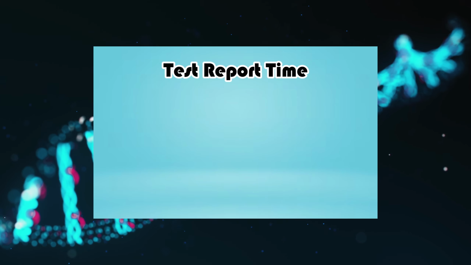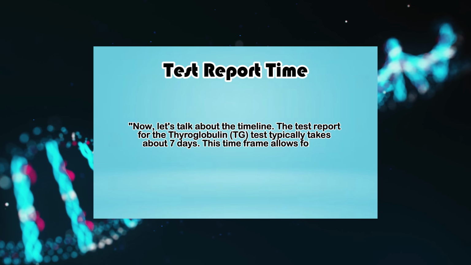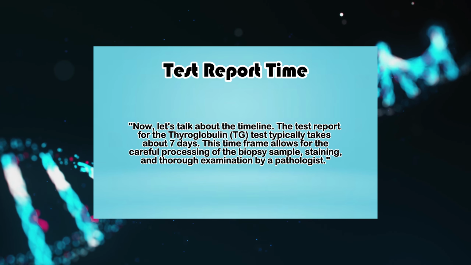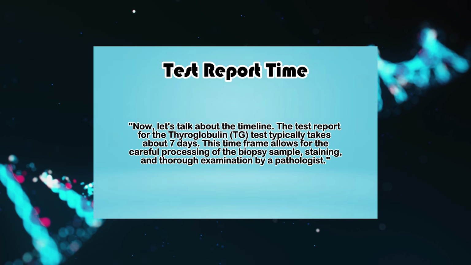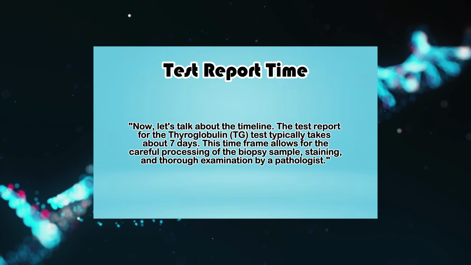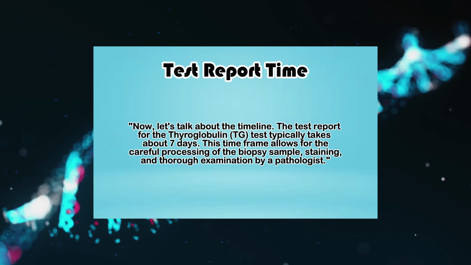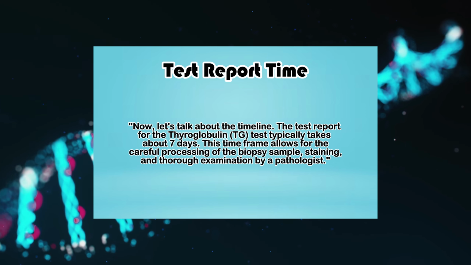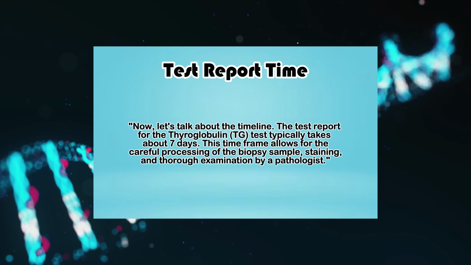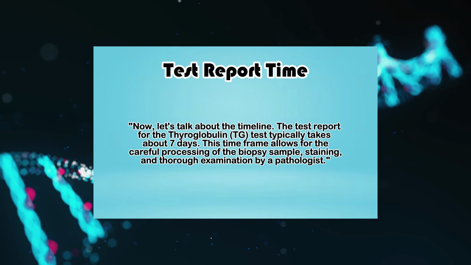Test report time. Now let's talk about the timeline. The test report for the thyroglobulin, TG, test typically takes about 7 days. This time frame allows for the careful processing of the biopsy sample, staining, and thorough examination by a pathologist.